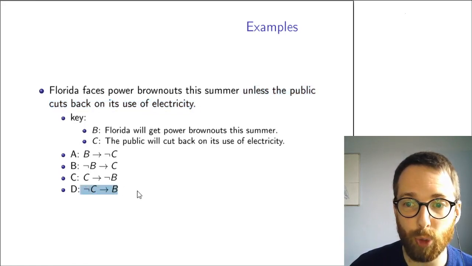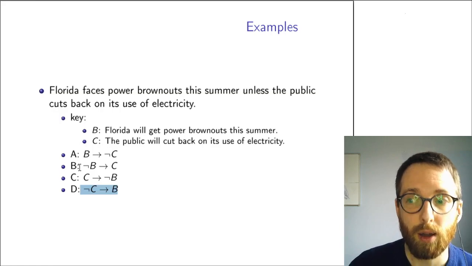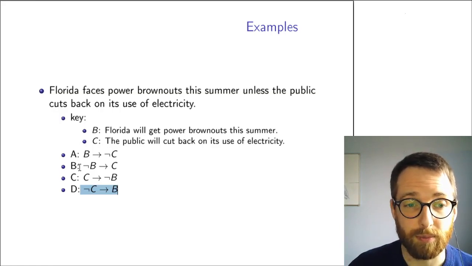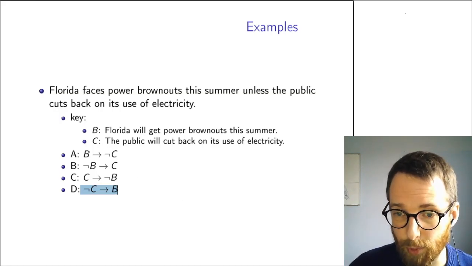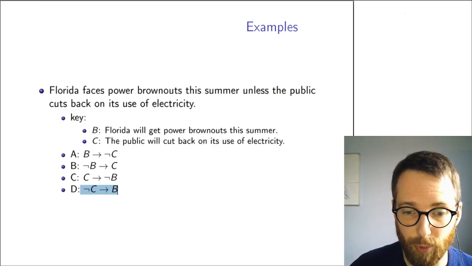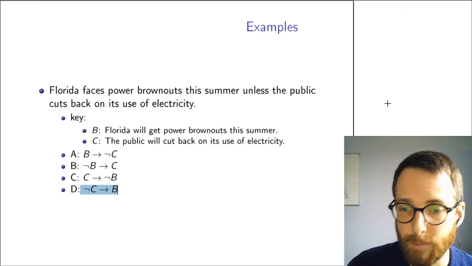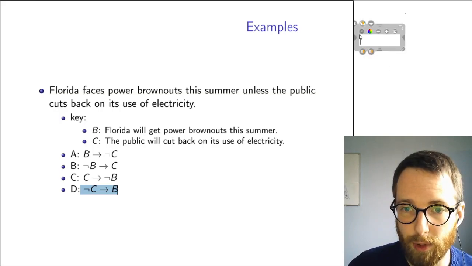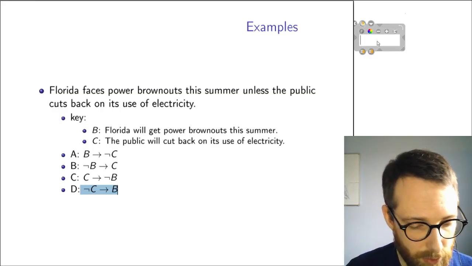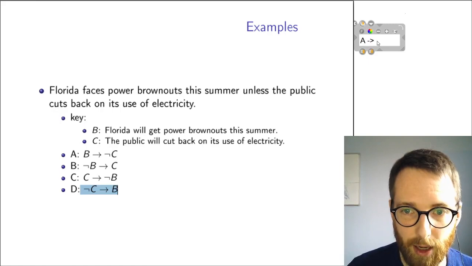So how do we wind up with B? Here's something else to notice. I'm going to write this on the whiteboard. I should have been writing things down before. So suppose you have a sentence like this, A, arrow, B.